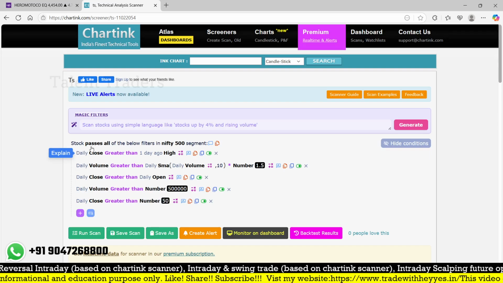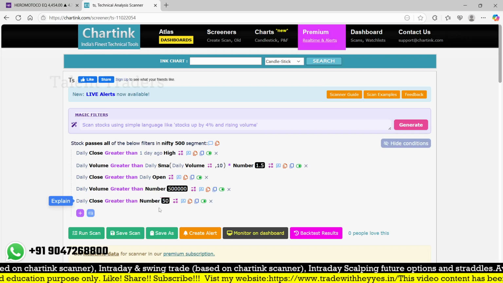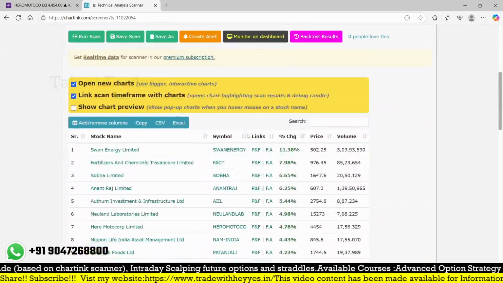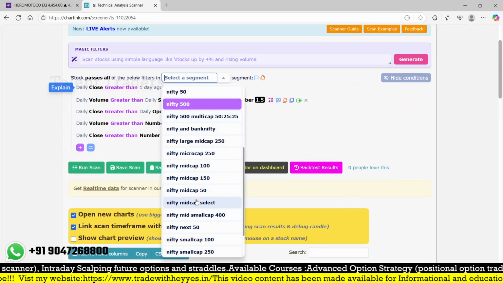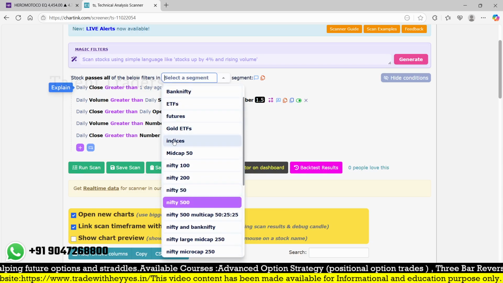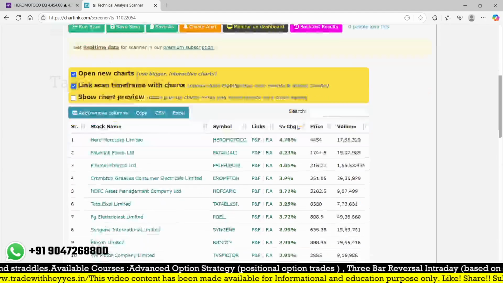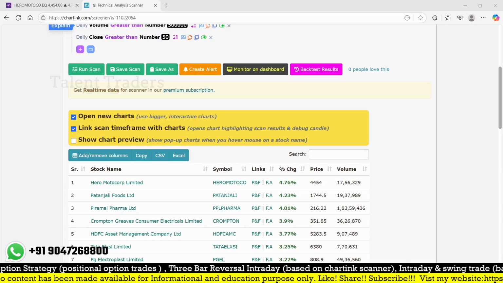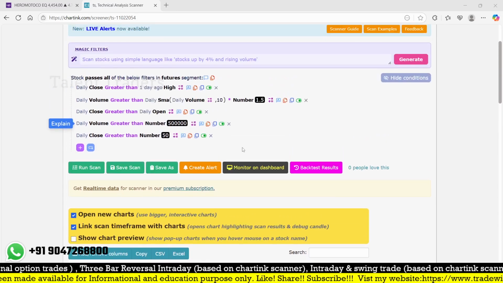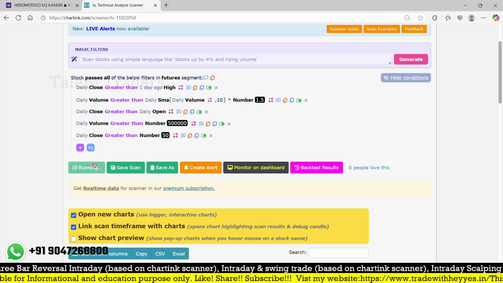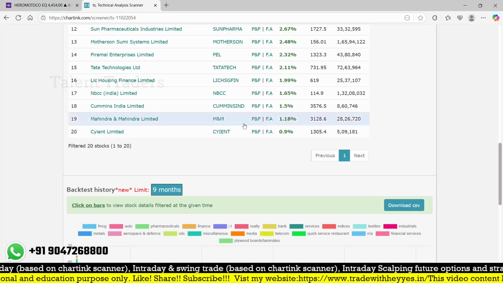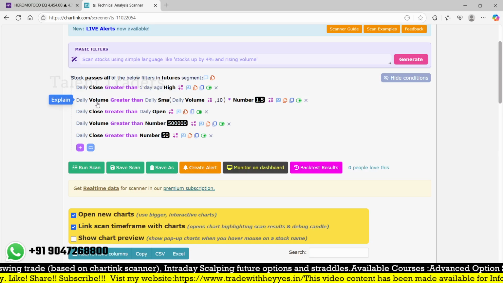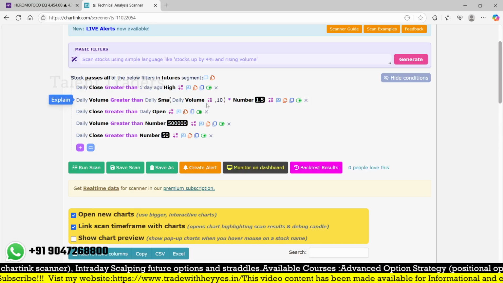This condition will find any stocks in this list that meet all the parameters. Let me try with the futures group, that means futures stocks. We have many stocks in this list. You can see almost 20 stocks in this list. Just a moment. One day ago high. Volume previously.